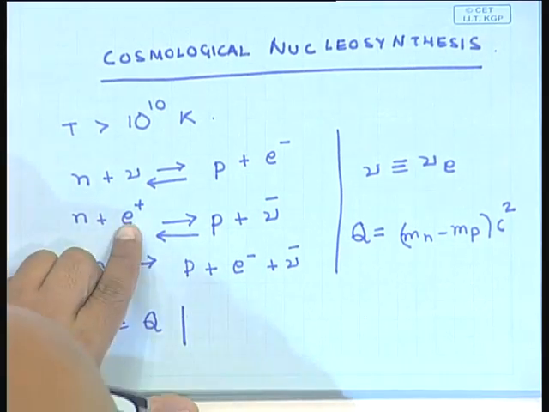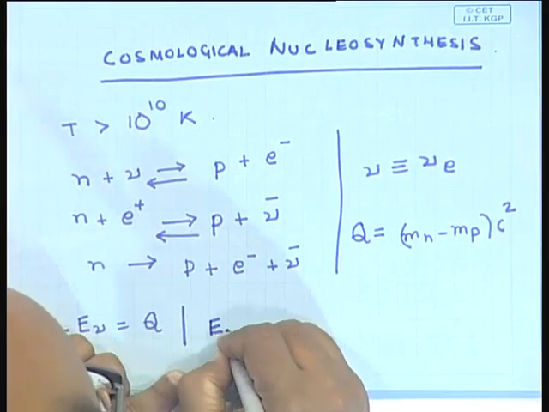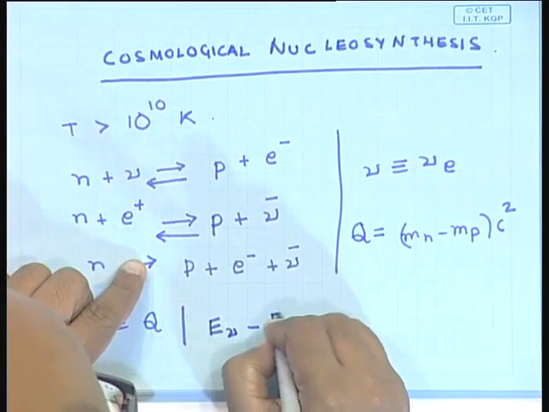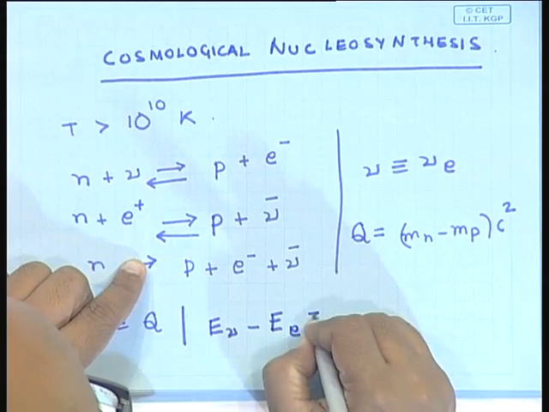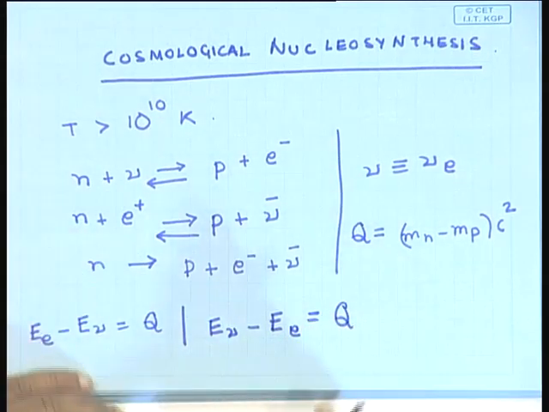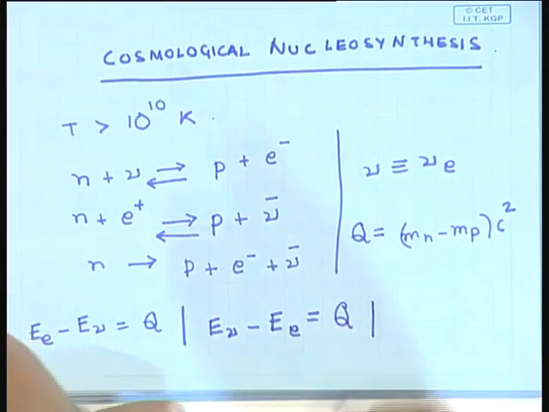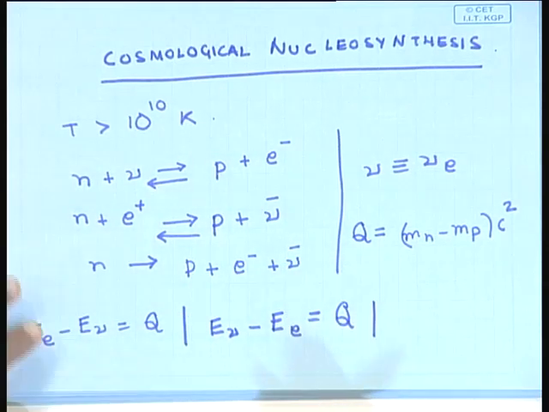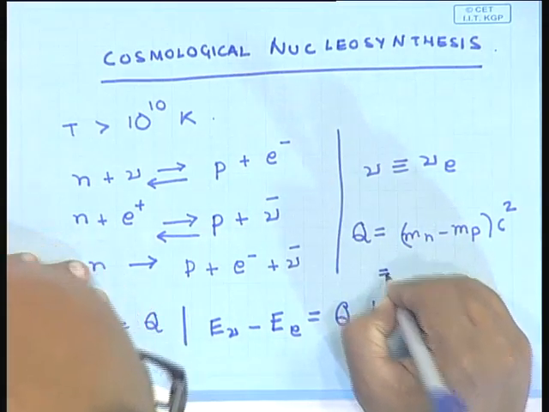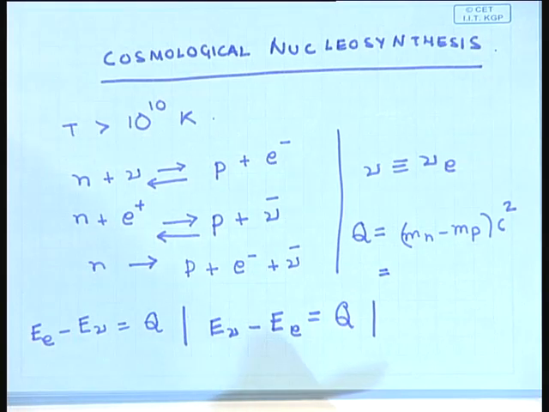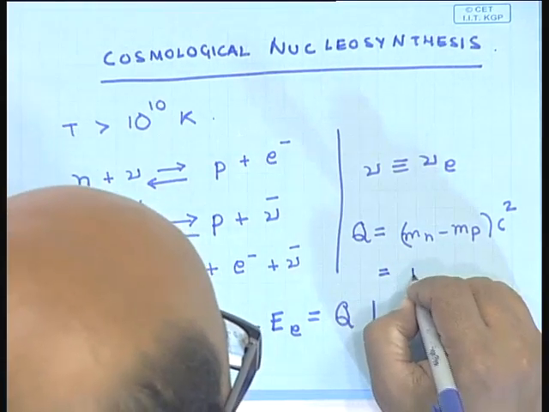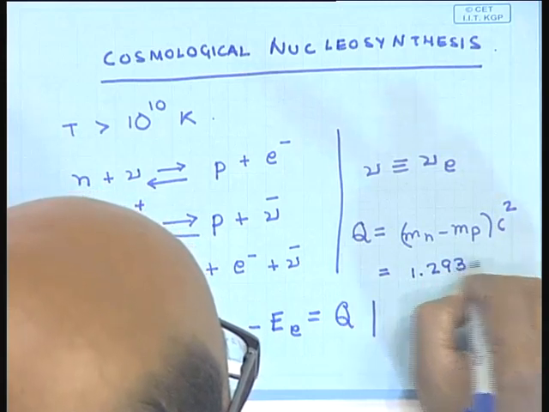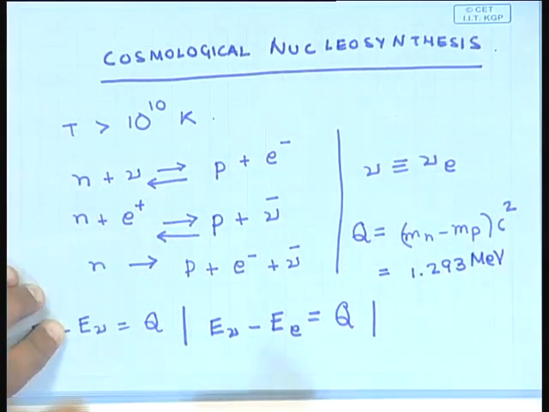Right, for the second reaction, it will be the energy of the neutrino minus the energy of the positron, this will be equal to Q. This is for the second one, and for the third one, the sum of these two energies is going to be equal to Q. Right? So you can write all of these down. And the value of Q, the mass difference, is 1.293 MeV.